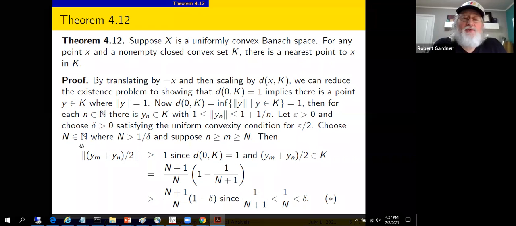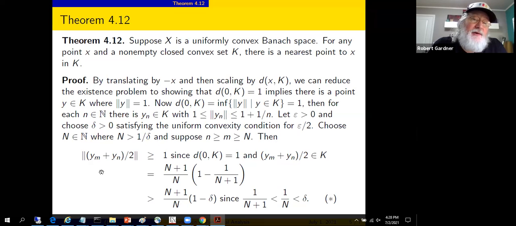Choose capital N, a natural number, where capital N is greater than 1 over delta. So in the beginning, epsilon's greater than 0. Based on the uniform convexity, there's a choice of the delta. Based on the choice of the delta, we're now choosing a capital N greater than 1 over delta. Suppose n and m are greater than or equal to capital N.